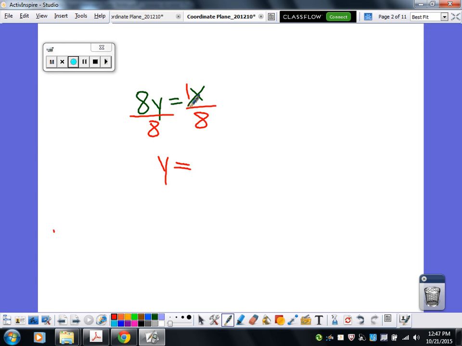So here's how I want you to write that. I don't want you to write 1x over 8. I want you to write 1/8 times x. It's much clearer as to what the slope is when you write it like that. You agree? What's the y-intercept of this problem? 0. What's the slope? 1 over 8. Moving on.